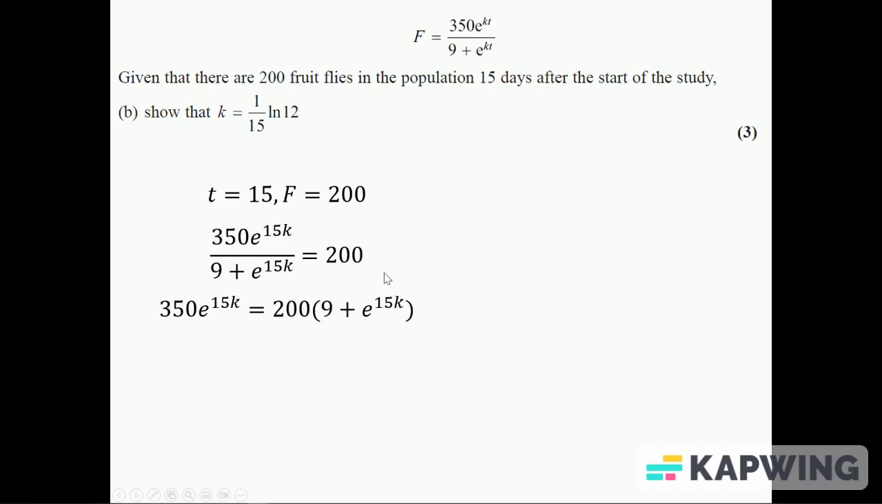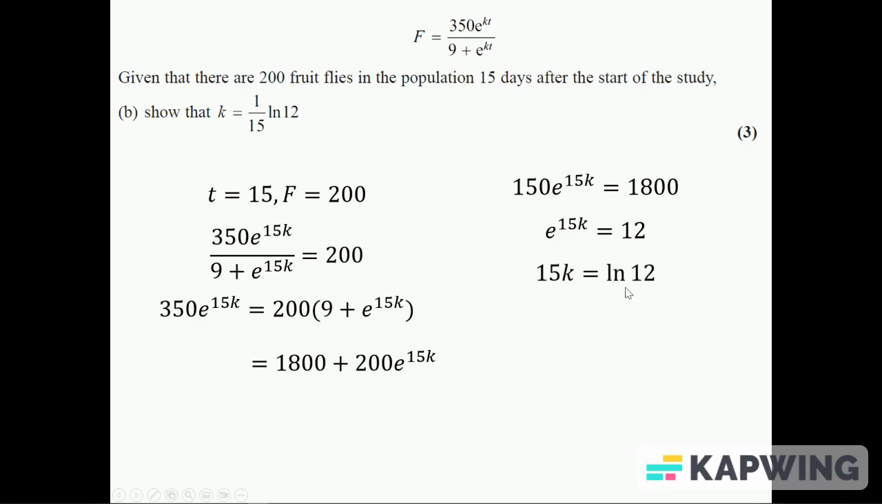Multiply that bottom line. I need to isolate the k, or the 15k. So I'll multiply this bracket out and I'll subtract 200 e to the 15k off both sides. That gives me 150 e to the 15k. Divide by 150. So I've just got e to the something, so I can do the ln's now. 15k is the ln of 12, and divide by 15.